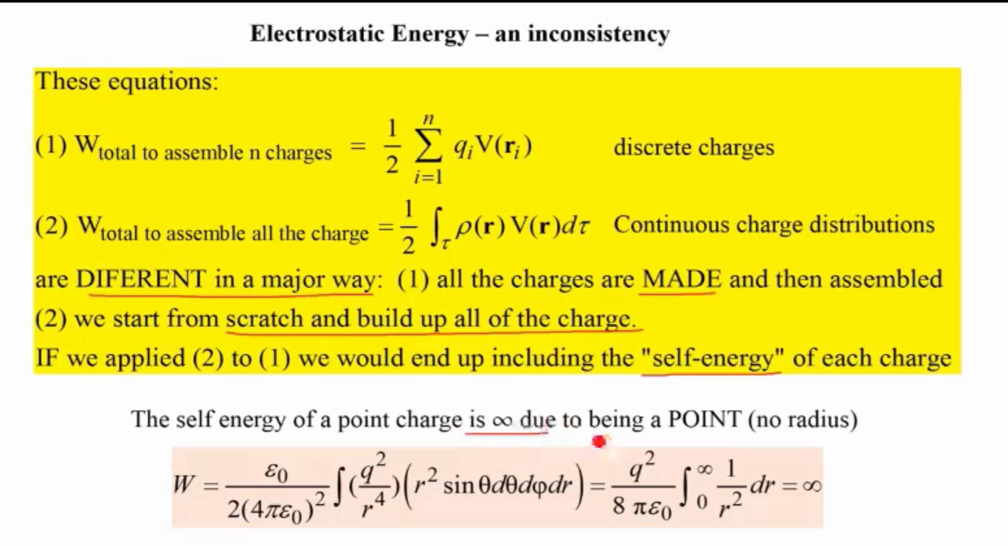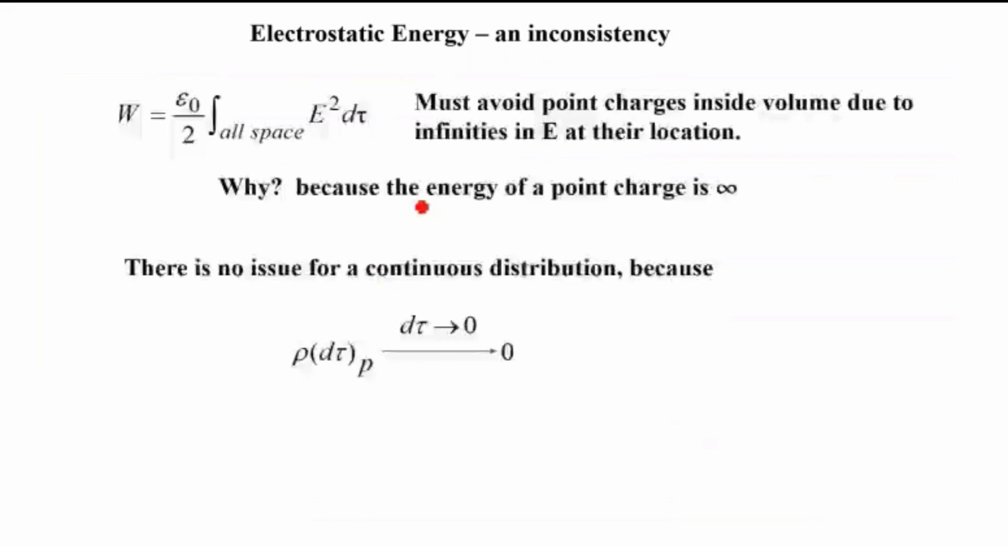And the reason is you're putting a charge Q at a point. There's no radius. One can play around with integrating this in terms of the work done to create one charge, and that's equal to this quantity here, and we get infinity. If we use this equation right here, we have to avoid point charges inside the volume, because you would have infinities in E, and therefore you would get an infinite amount of work, just because the energy of a point charge is infinite.